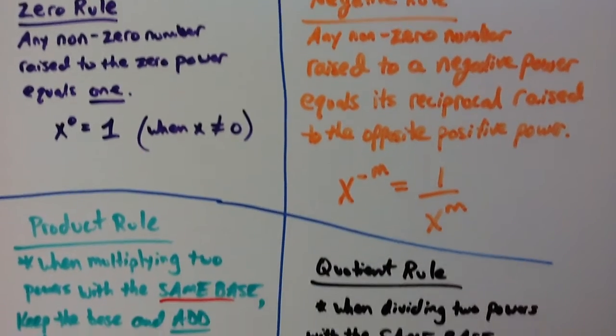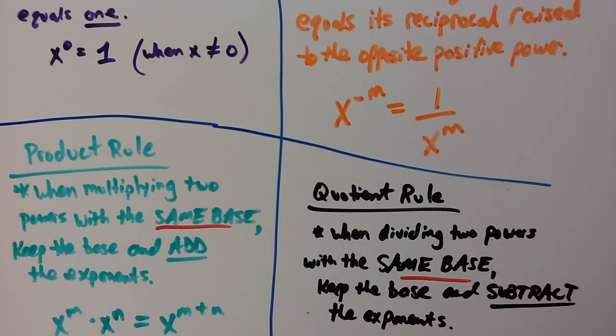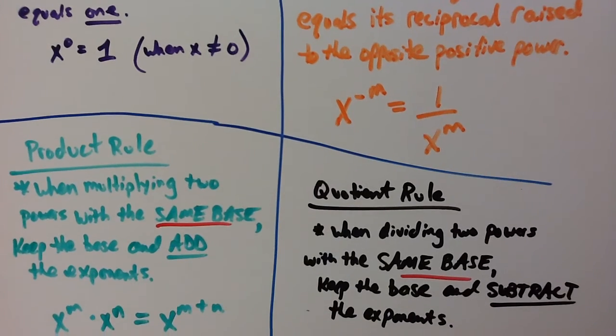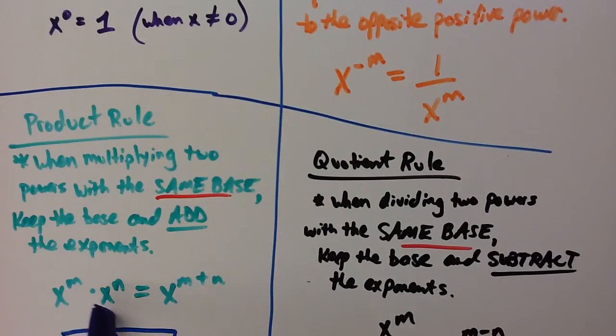The third rule is the product rule. The product rule says that when multiplying 2 powers with the same base, we keep the base and add the exponents. So if we had x to the m times x to the n, our answer would be to keep the base, x, and add the exponents, m plus n.